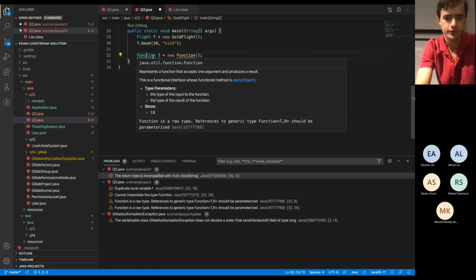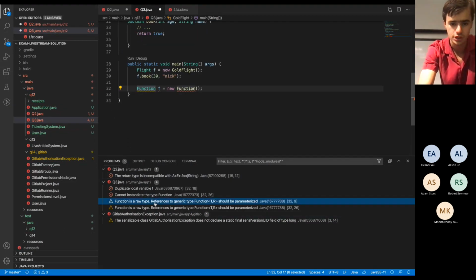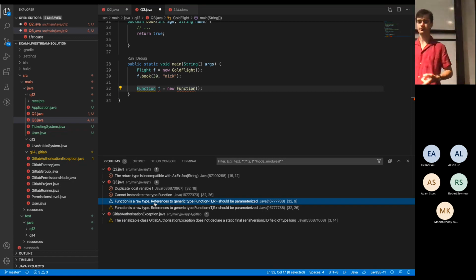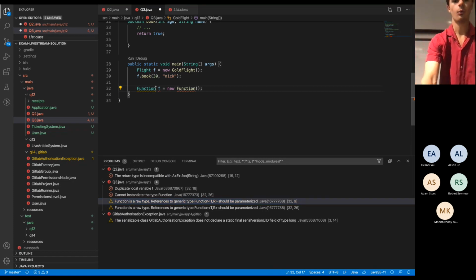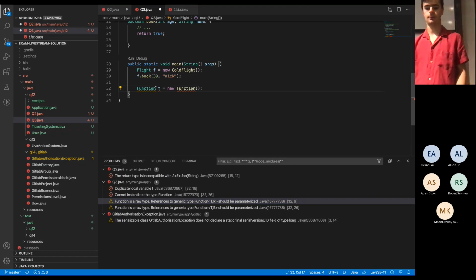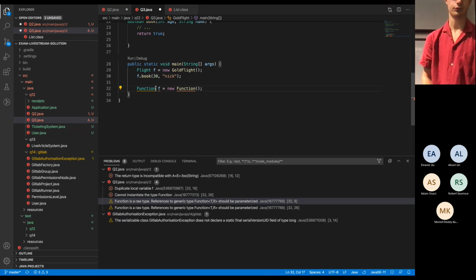Okay, it's going to come up with this warning that function is a raw type, references to generic type function should be parameterized. So it's saying, well, this works, but it's not very type safe, it's not good style, and it's certainly not good design. So normally we should say what the types are of the input value and the return value that get returned from this function.